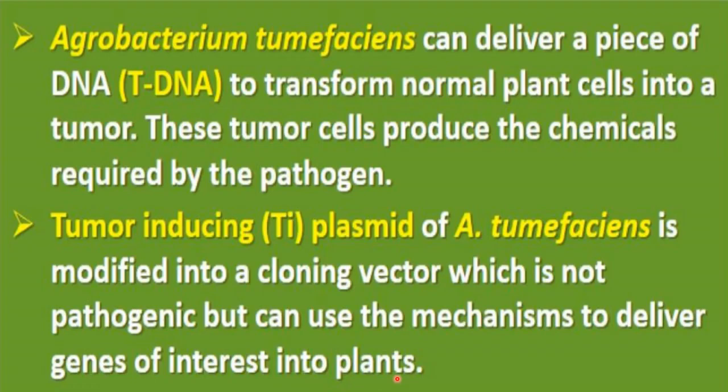And how is it done? From that Ti plasmid there is a particular part, that is tDNA, okay, that is removed with the help of restriction enzyme, that is cut from there and removed from that plasmid. And then again it is ligated. The gene of interest can be ligated there in place of that tDNA in this Ti plasmid. Okay, and in this way this Ti plasmid can be used as a vector after removal of this tDNA.